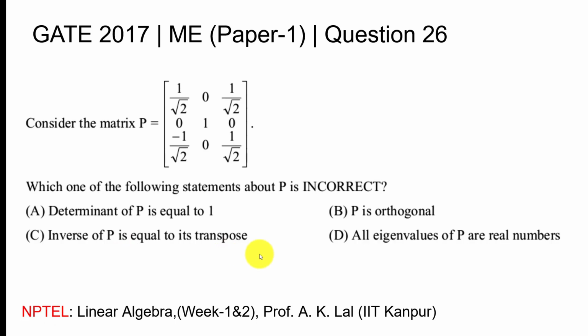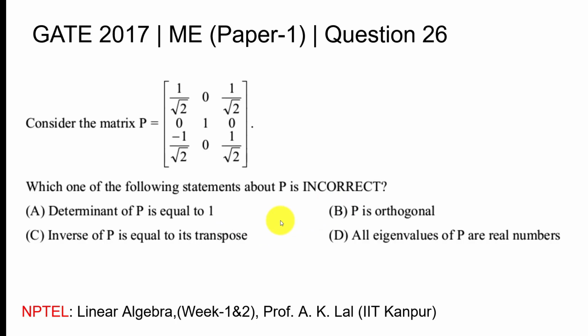If you look at the statements carefully, in option B it is mentioned that P is orthogonal, and in C, that the inverse of P is equal to its transpose. These two statements are equivalent. If you prove one, the other is also going to be true. So we'll approach the problem from that point of view and see how they are equivalent.